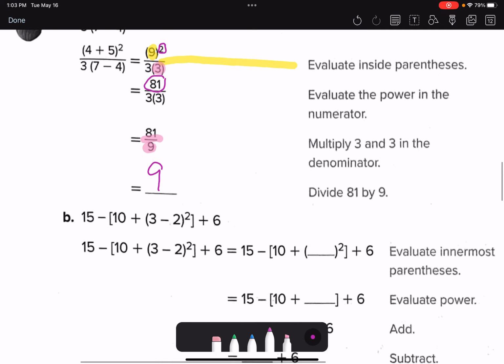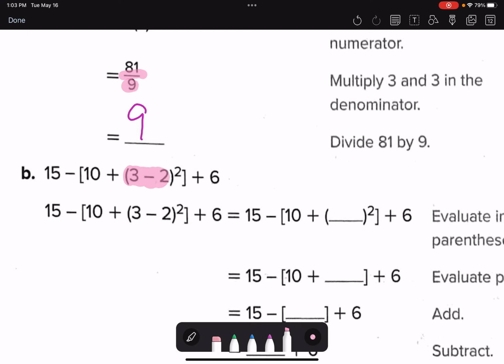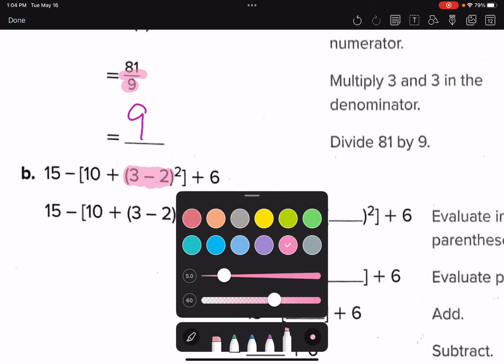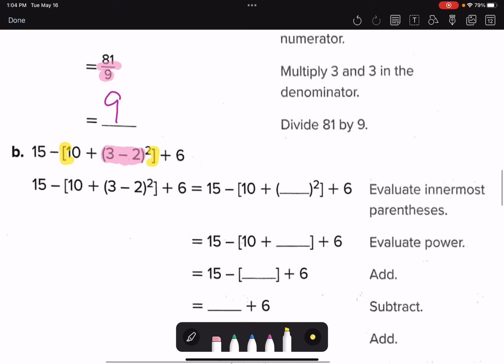In this example here, you just need to note how there are different types of grouping. You have parentheses right here, but they are within a set of brackets. And so what happens here is that when you have different types of grouping, the parentheses and brackets, you have to do the inside first and work your way out. So if you look at the steps here, it says evaluate the innermost parentheses. So that's what you do first. 3 minus 2 is 1.